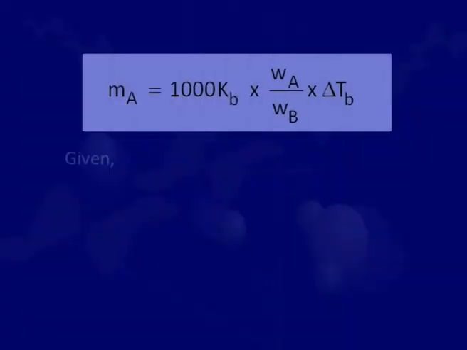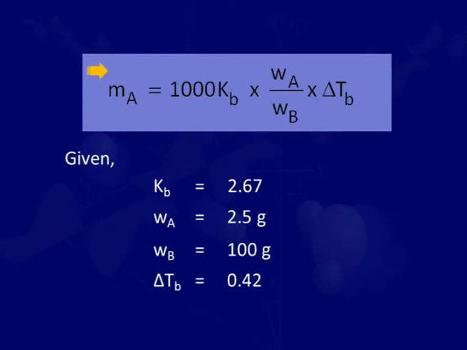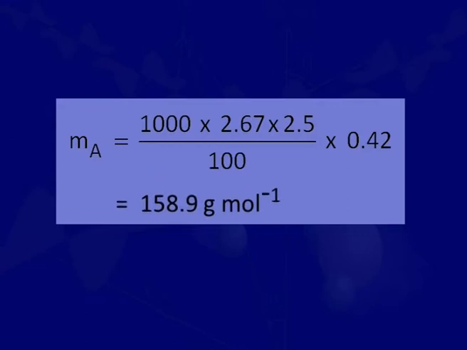We can use the expression delta Tb is equal to Kb into molality, from which we can get another expression: Ma equal to 1000 into Kb into Wa divided by Wb into delta Tb. Ma is the molecular mass of the solute and Wa is the weight of solute. Wb is the weight of the solvent. Hence, by using all these values which are given in the problem, we can get the molecular mass of the solute equal to 158.9 grams per mole.